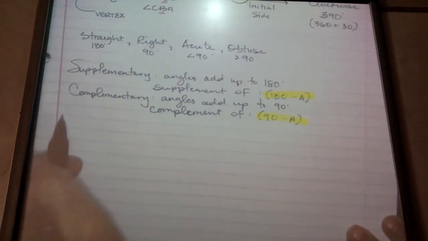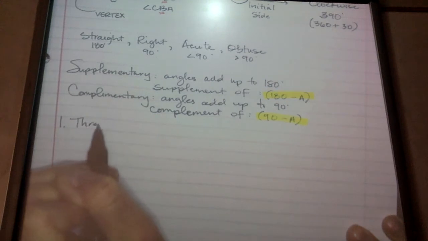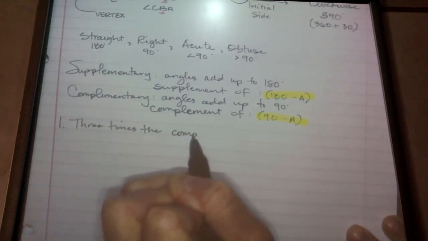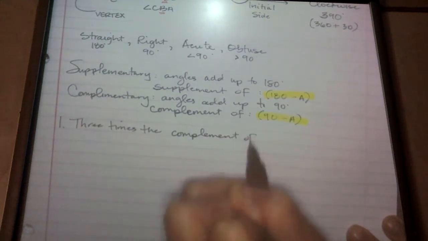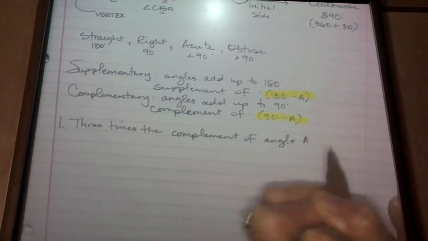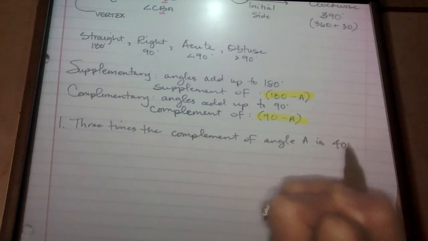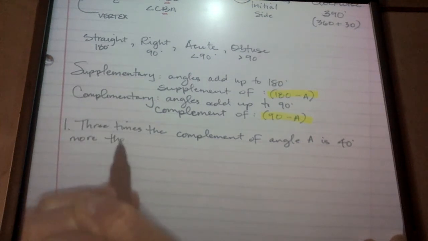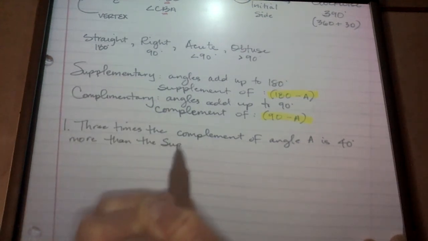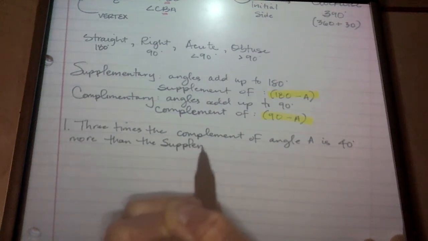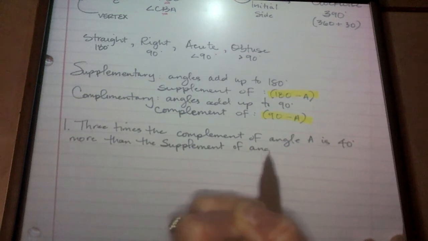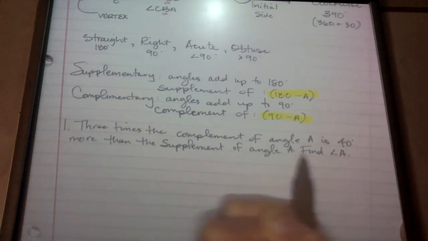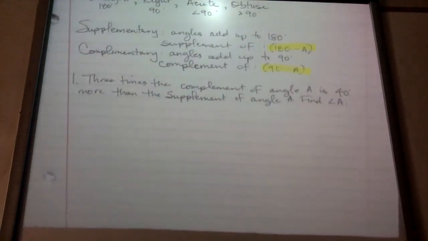So we're going to try one. 3 times the complement of angle A is 40 degrees more than the supplement of angle A. Find angle A. So, a lot of these you will be seeing.